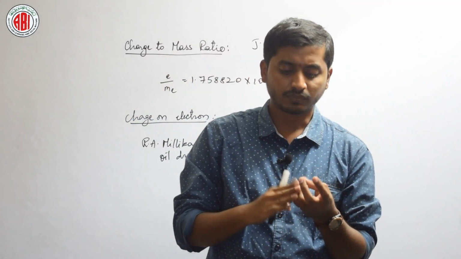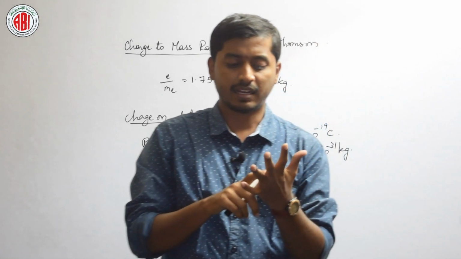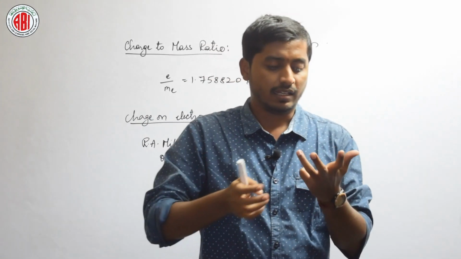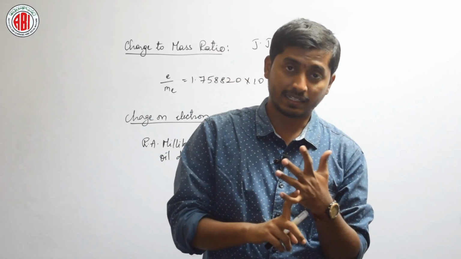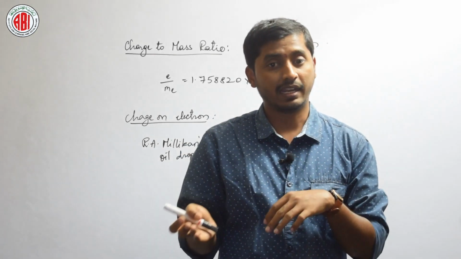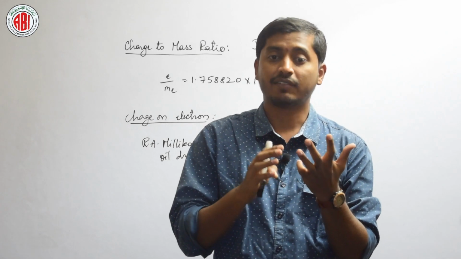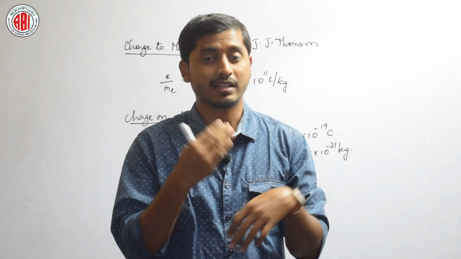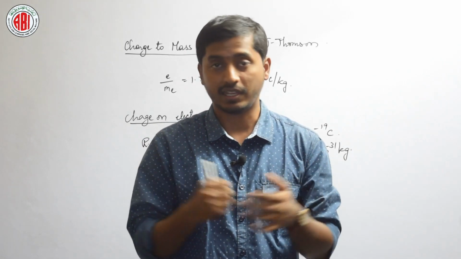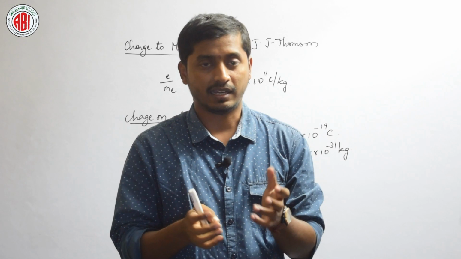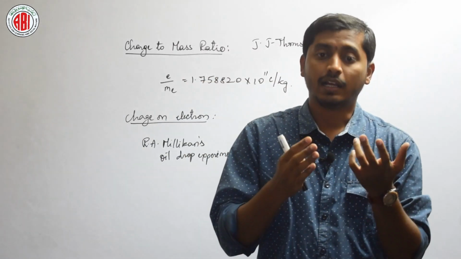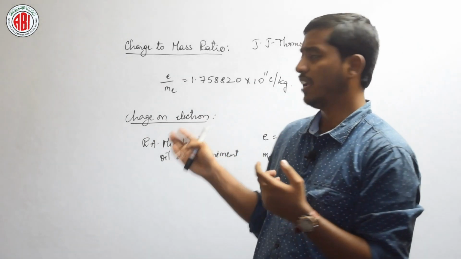For example, one thing we can understand is that since there is completely negative charge, that is, the whole beam is electrons, we can directly tell that as the magnitude of the negative charge on the particle increases, obviously the deflection in the electric and magnetic field will also increase, right. Is it clear? That was the first conclusion by J.J. Thomson.